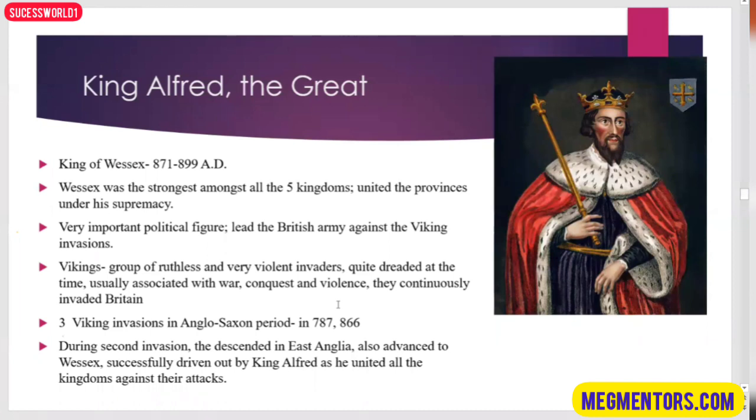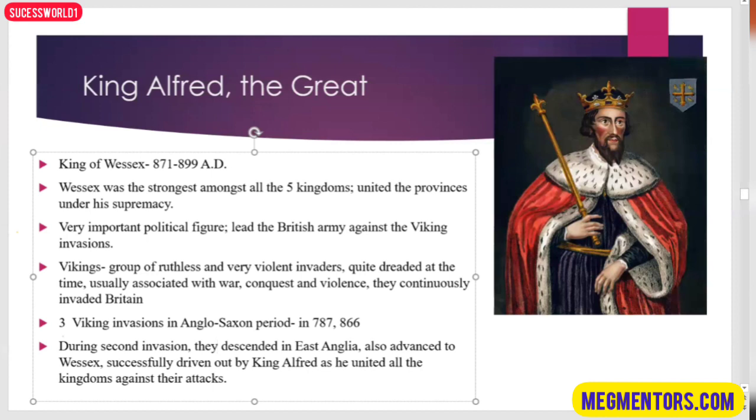So it was King Alfred who united all the five kingdoms of Anglo-Saxon times and waged war against the Vikings. In a way, what he did was nation building against a common enemy. There were three Viking invasions in the Anglo-Saxon period, in 787, 866, and during the second invasion, they descended on East Anglia. There was a little spelling mistake here. They descended on East Anglia, and also advanced to Wessex, towards the west.